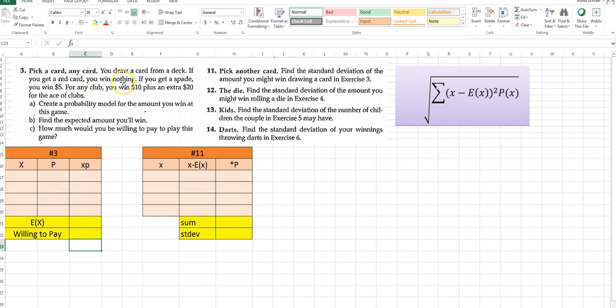All right, so here we go. You draw a card from a deck. If you get a red card, you win nothing. So I always put X as my outcome. It says I win nothing, so that's a 0, and a red card. So a red card is 26 out of 52.